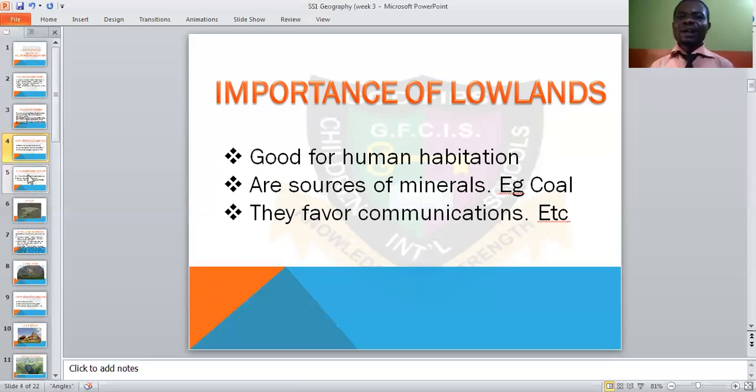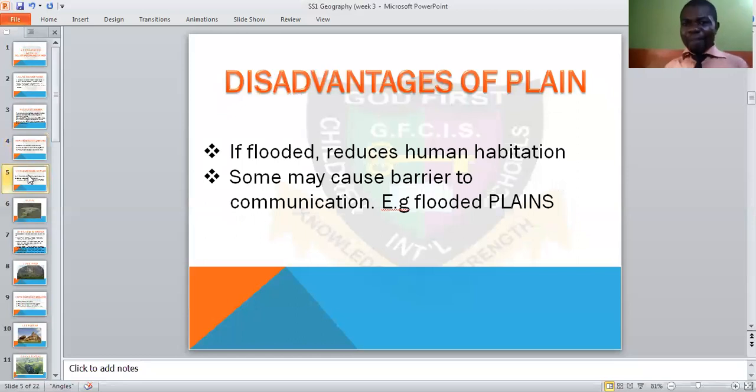Then we also need to look at where the lowlands or plains are not preferable. That is the disadvantages. One, if they are flooded, that is water occupies them and refuses to percolate or move away, they reduce human habitation. When we say they are low and you can build a house there, by the time you come to a particular land, you see a high volume of water occupying that place. You know what I mean? You that wants to build a house or construct a road there, you will leave what you want to do first and be talking about how to remove the water.